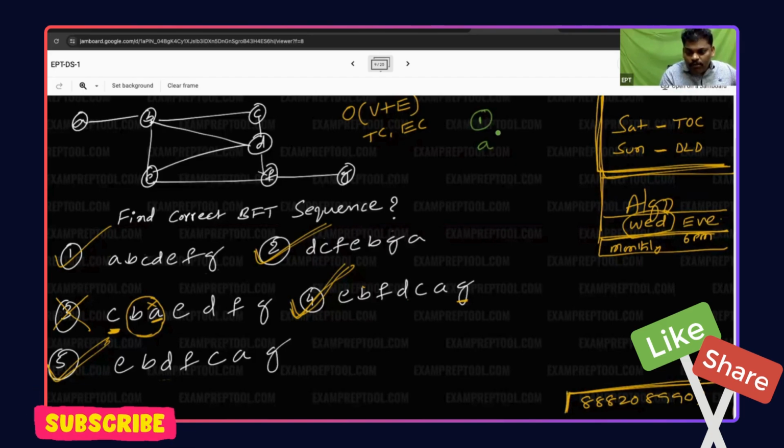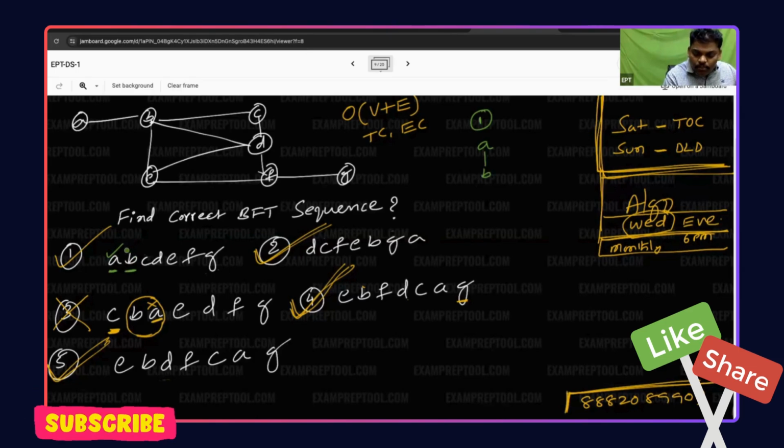See the graph also, see the A answer also. A is the correct answer, everyone knows. See the graph also. A adjacent, how many? One person. So A adjacent is B. So you return B. A adjacent B. Okay, next one.